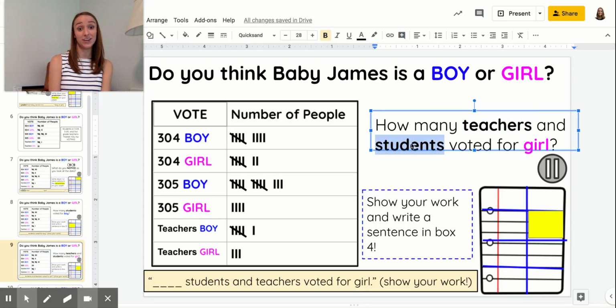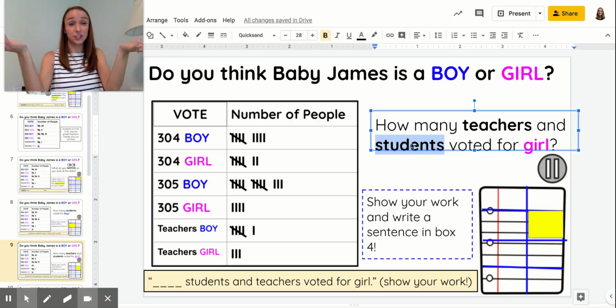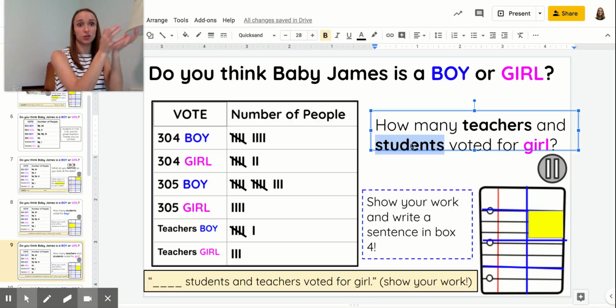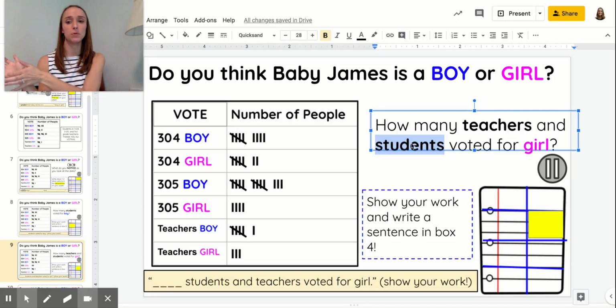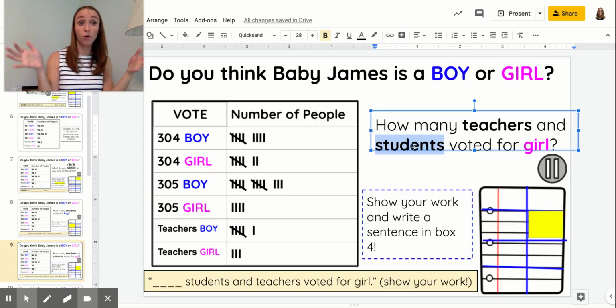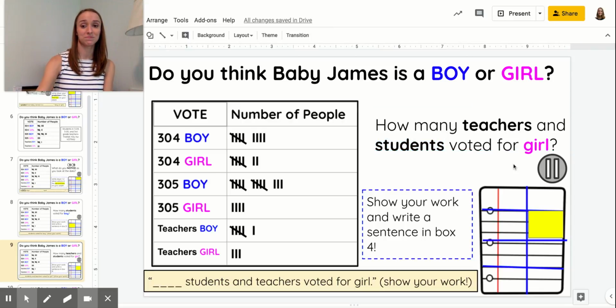We have the students in 304 that said girl, the students in 305 that said girl, and the teachers who said girl. So I see those are 3 separate groups of people, and I need to find the total votes. In box number 4, please write a number sentence and a word sentence explaining how many total votes for girl. Press pause and then play when you're ready.